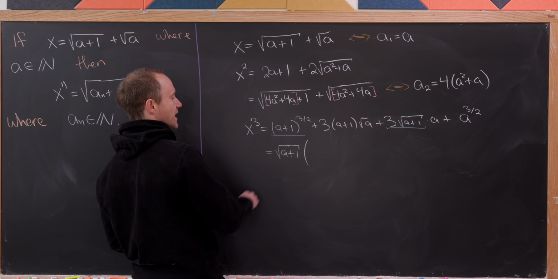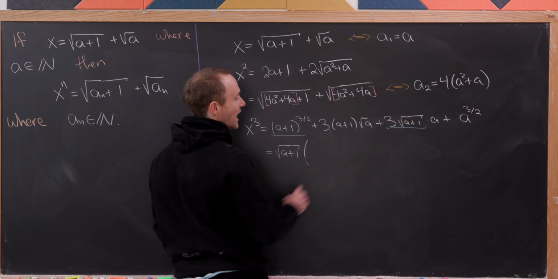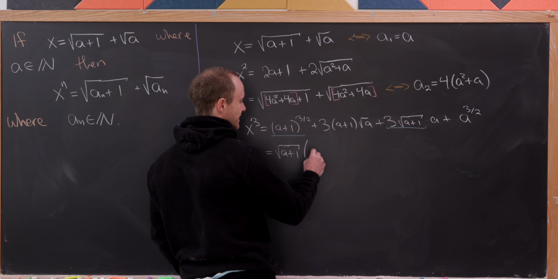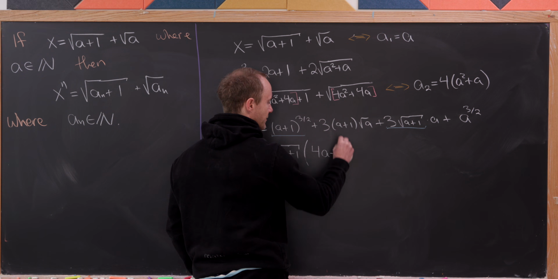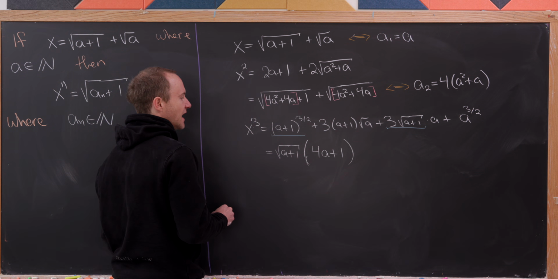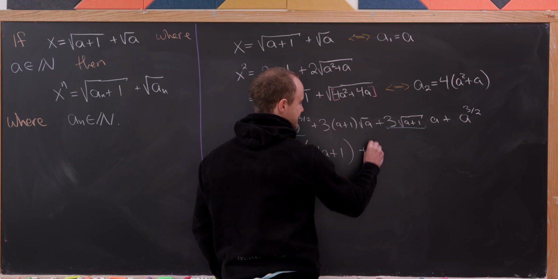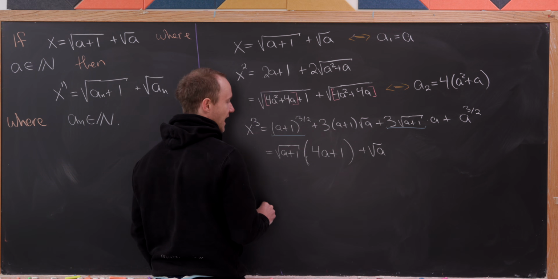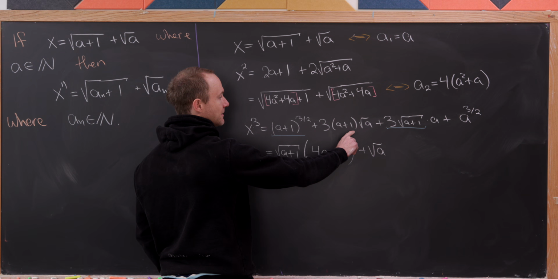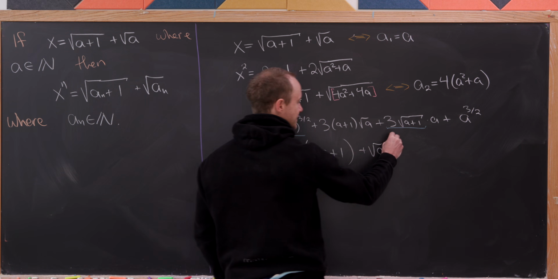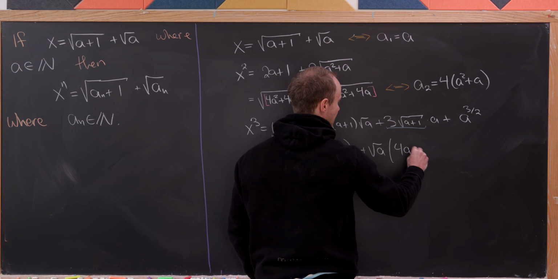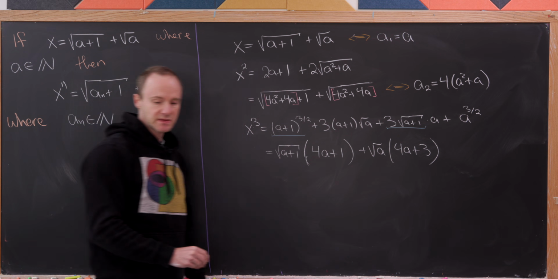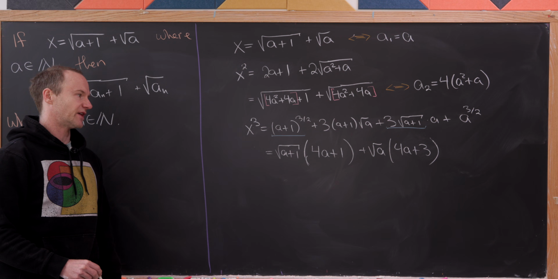That's going to leave us with what? Well, an a plus 1 here, and then a 3a over here. So in the end, that's going to leave us with 4a plus 1. And then we're also going to have this attached to the square root of a, and here we'll have 3a plus 3, and over there we'll have a, so in the end, that'll be 4a plus 3. So that's just from factoring stuff out.